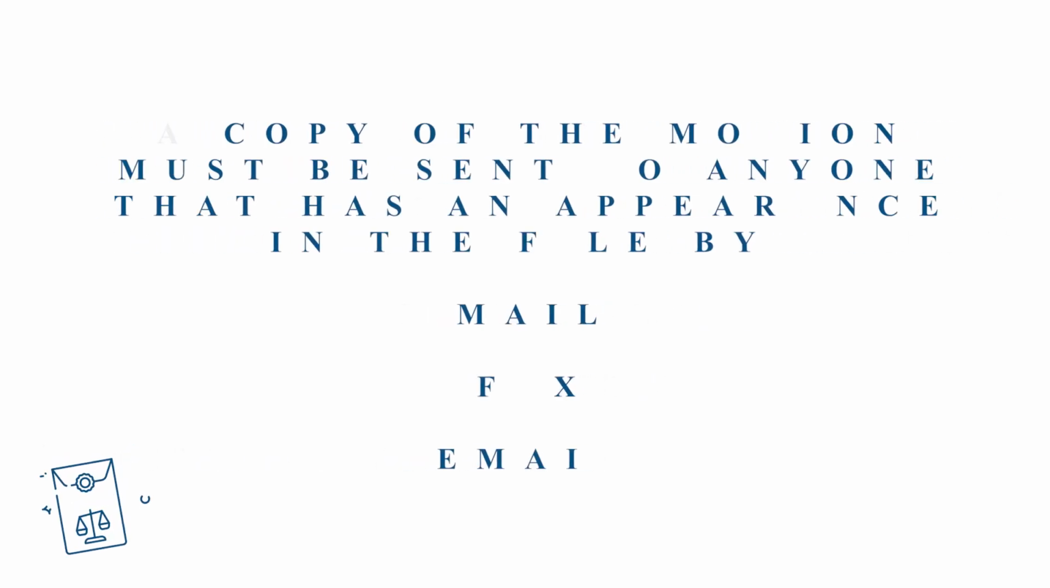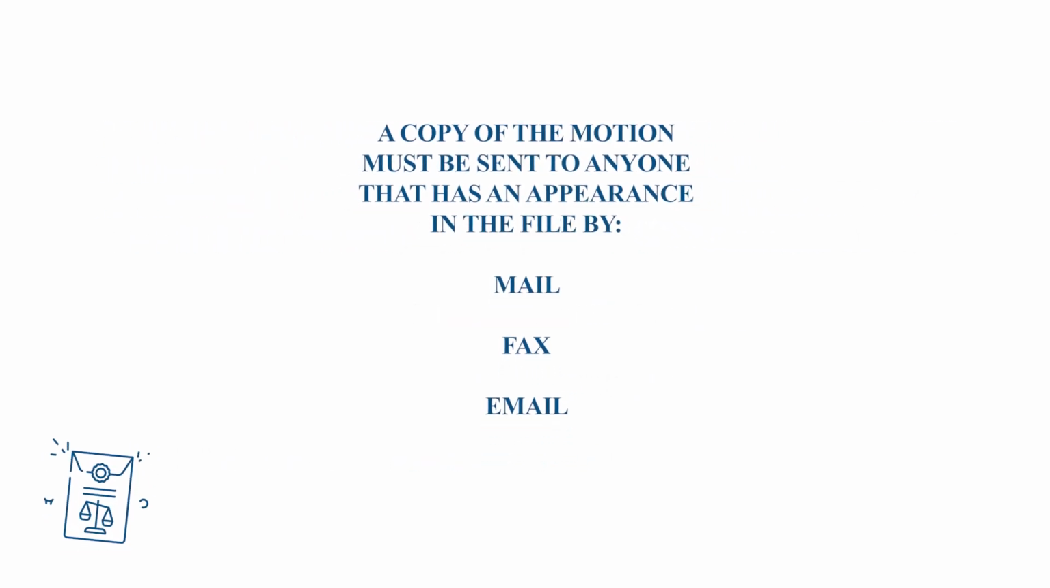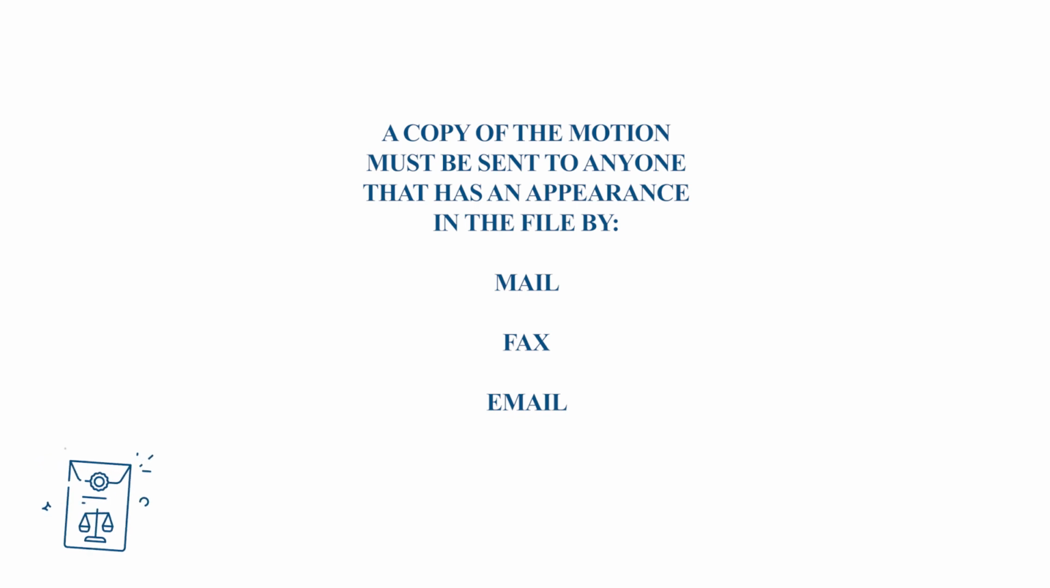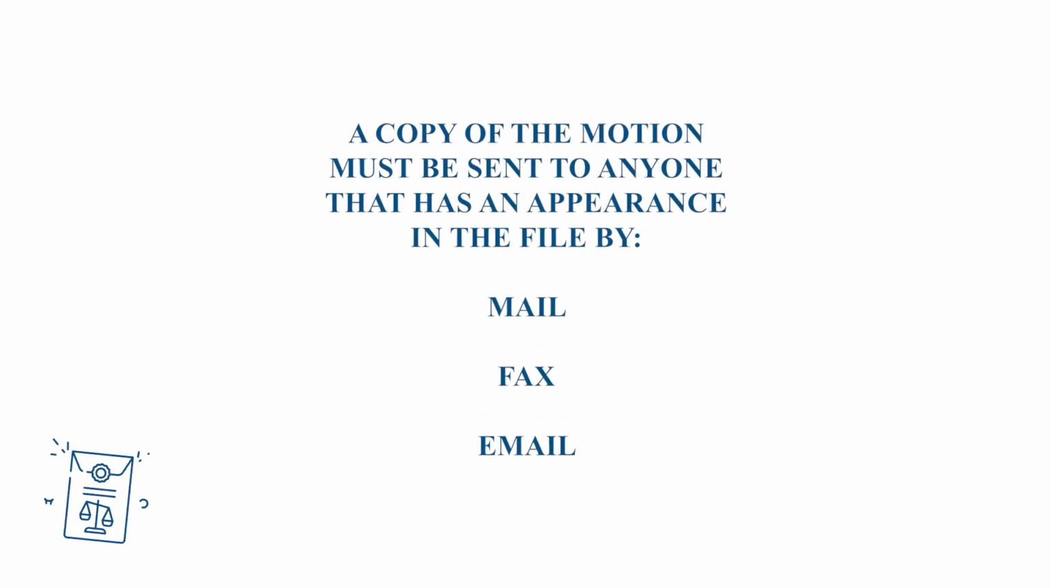And then once you get the document filed, you just have to make sure that you send a copy either via mail, fax, or email to the opposing party or anybody else who has an appearance in the file so that they have notice of the motion that you filed. So those are the basics on how to file a motion for continuance.